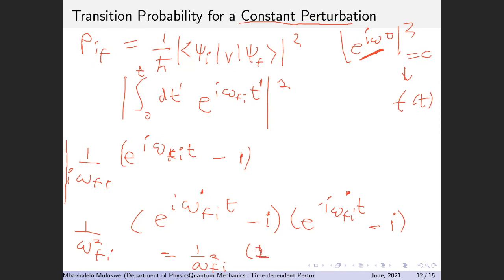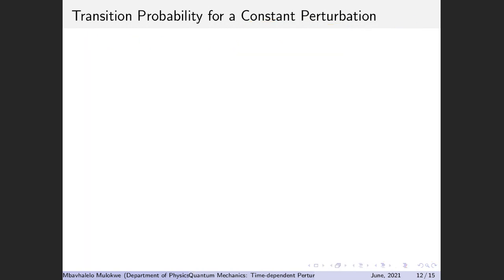2 minus, and then you get the e to the i omega t minus e to the minus i omega t. Right? And this is a trig function. So if you just apply the Euler formula, you get, so 2, this is what we got from the previous slide. So what is this as a trig function?